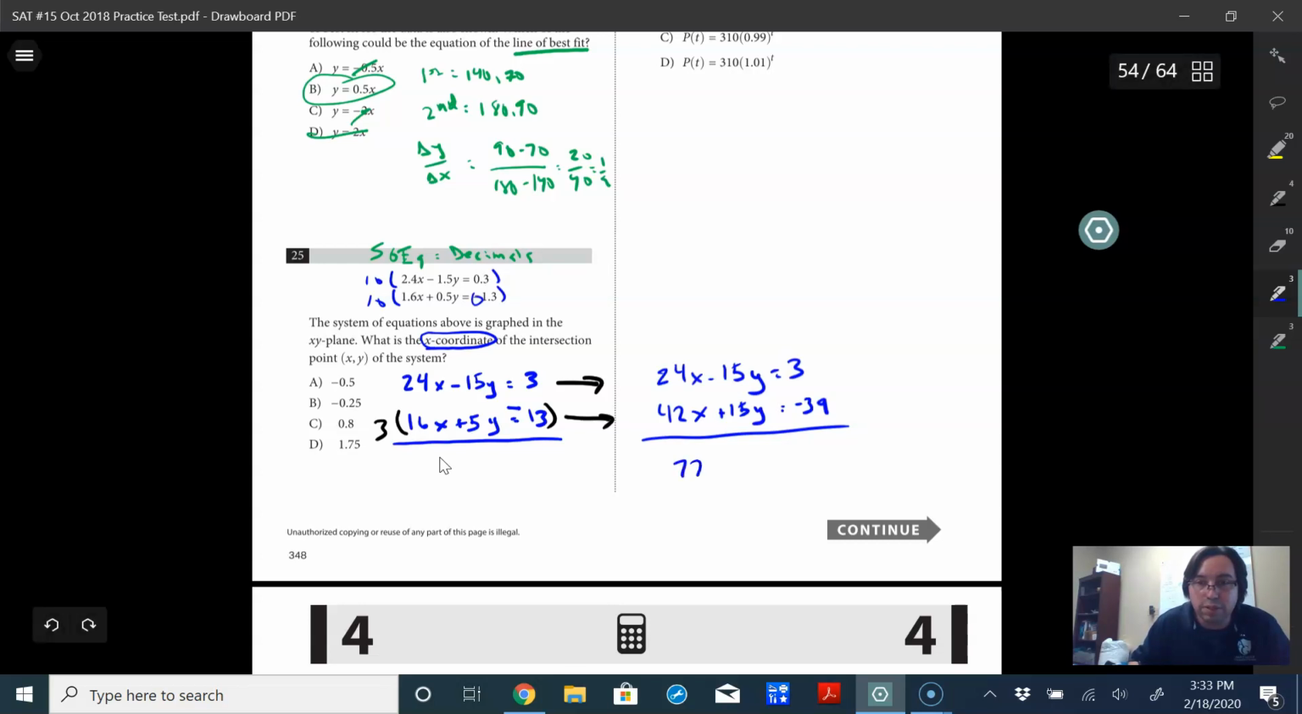So now I have 72x is equivalent to negative 36, divide by 72, divide by 72. So of course that is going to be x equals negative 0.5, which is going to be A.